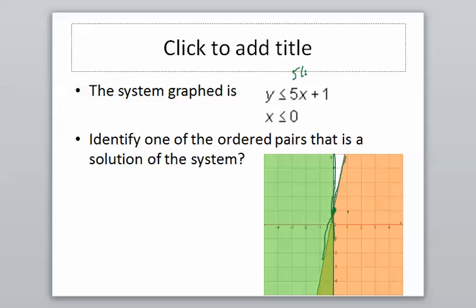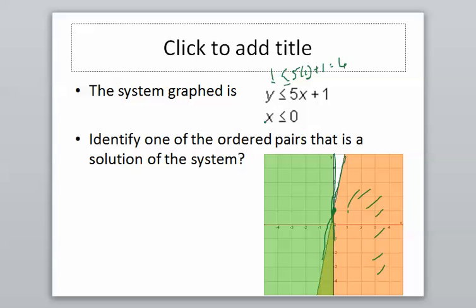5 times 1 plus 1, well, that's equal to 6. Is that greater than or equal to 1? Because that was the point. X was 1, y was 1. And the answer is yes. That means I need to shade the side that has 1, 1 on it. So I'm shading this side over here.